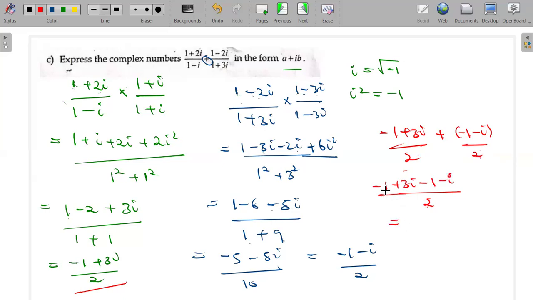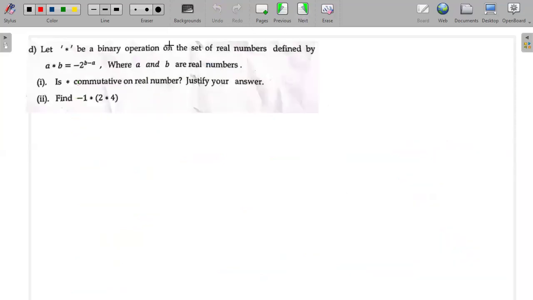So this here is going to be, I add the real numbers, -1 and -1, that gives me -2. Then I have 3i minus i, that gives me what? Positive 2i, then over 2. Dividing, 2 into -2 gives me -1. 2 into 2i gives me i. And just like that, I've expressed it in the form a plus bi, where a is -1 and b is 1. So there is my answer. Okay, so we move on to the next question.